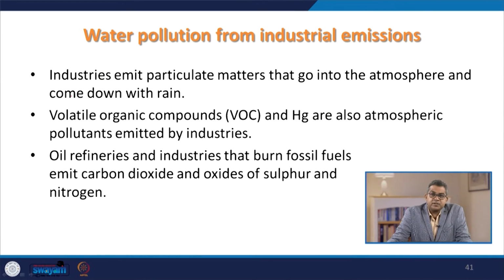Now, industries emit particulate matter that goes into the atmosphere and comes down with rain. Volatile organic compounds, sometimes referred to as VOCs, and mercury are also atmospheric pollutants, and they are emitted by the industries. Oil refineries and industries that burn fossil fuel emit carbon dioxide and oxides of sulfur and nitrogen.